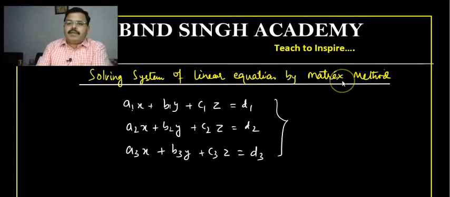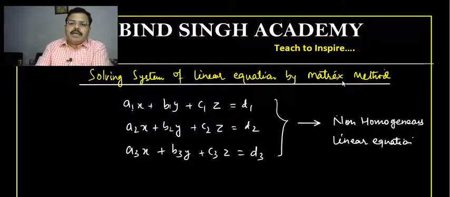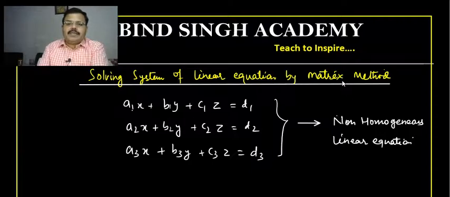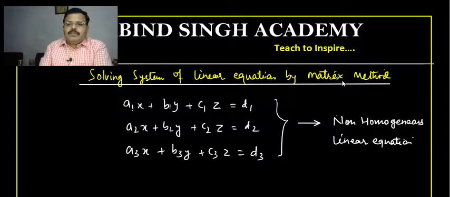There are two types of linear equation: one is homogeneous, another is non-homogeneous. Why is this non-homogeneous? It is a linear equation because the power of each variable is one, but there is no variable in the right-hand term. Degree of this term is 1, degree of this term is 1, degree of this term is 1, but degree of this term is 0. So this is called a non-homogeneous linear equation, and that we have to solve.